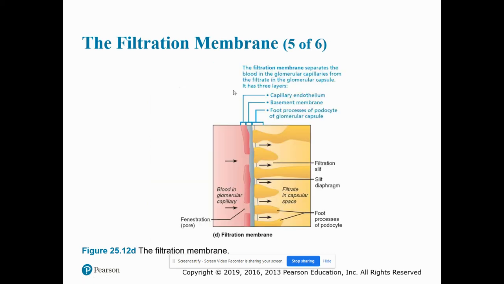So again, the filtration membrane is just separating the blood in the glomerular capillaries from the filtrate in the glomerular capsule. It has 3 layers: the capillary endothelium here, the basement membrane here, and then the foot processes of the podocytes. These are the foot processes here.